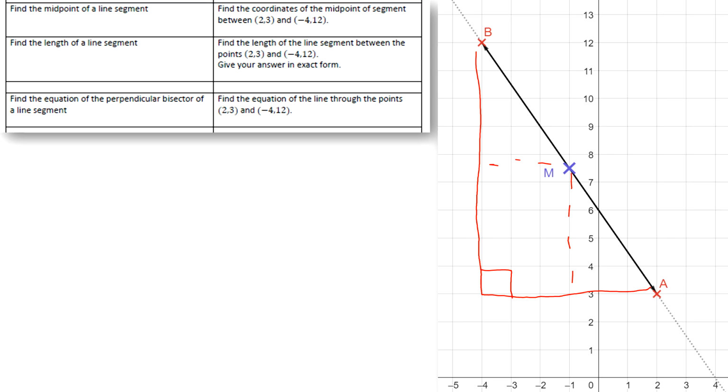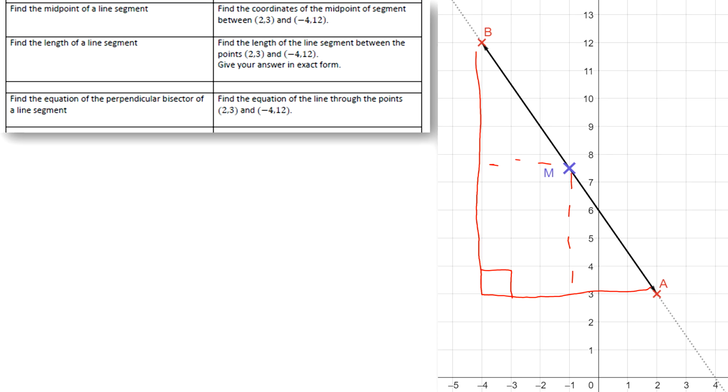In this case, similar thing. -4 and 2 have a midpoint of -1 because 2 add -4 is -2, divide by 2 and you've got -1. The average, the midpoint of the x coordinates and the midpoint of the y coordinates gives you the midpoint.